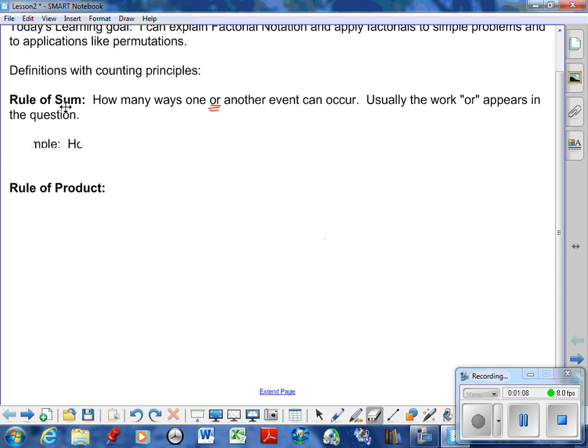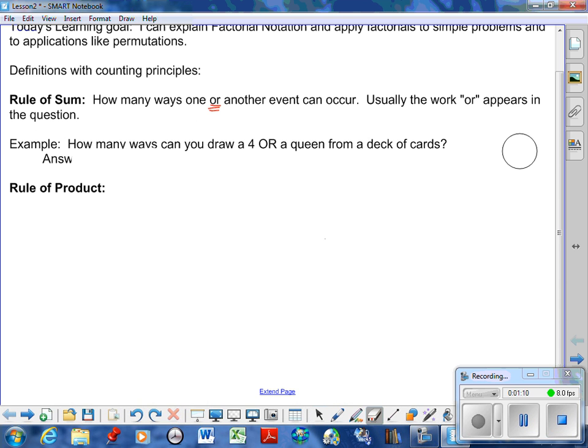So here's an example. How many ways can you draw a 4 or a queen from the deck of cards? If you're doing a tree diagram here, you can't just stem off from a 4. You'll have two choices here. You have to add the totals together. There are 4 fours and 4 queens, so 4 plus 4 is where we get the 8. So if you see the word "or", you know you're using your rule of sum.